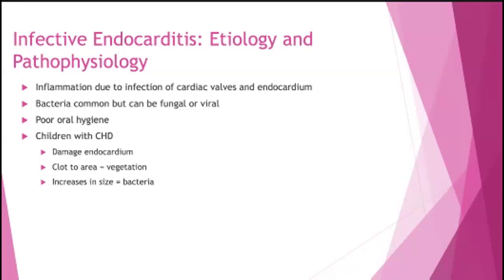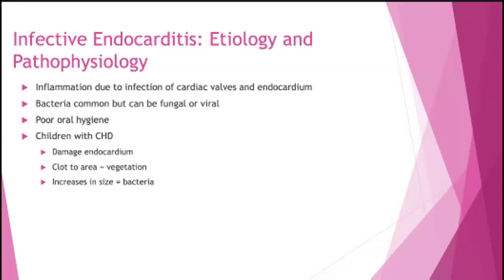So the pathophysiology. In congenital heart disease, we have abnormal pressure gradients inside the heart that can damage the inner lining, which is your endocardium. This injury creates a site where platelets and fibrinogen form a small clot. If bacteria are present in the blood, they can attach to this clot and create a vegetation.